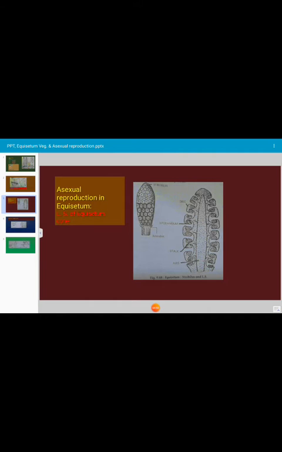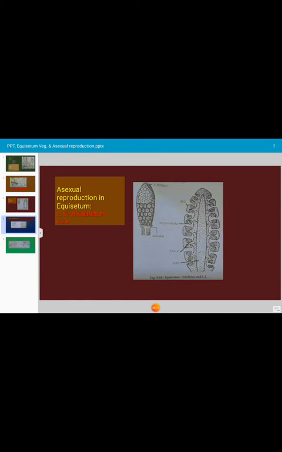There are different views regarding the morphological nature of sporangiophore. Some botanists believe it to be a lateral branch developed in a whorl of sporangia, while others think that it is the fertile ventral lobe of the dorsiventrally divided sporophyll.